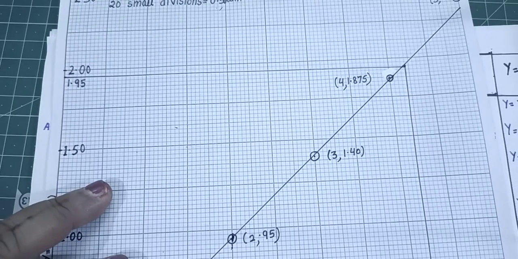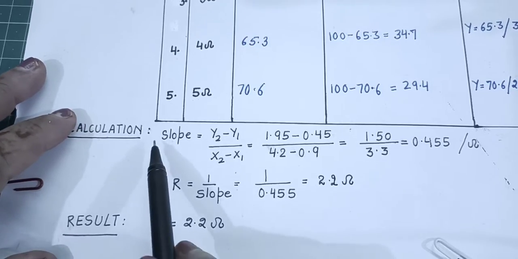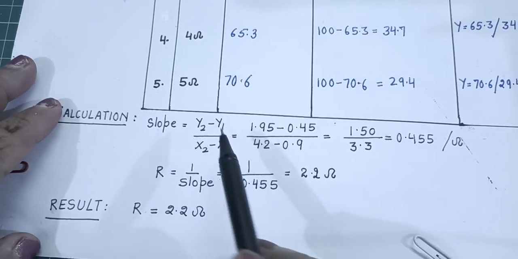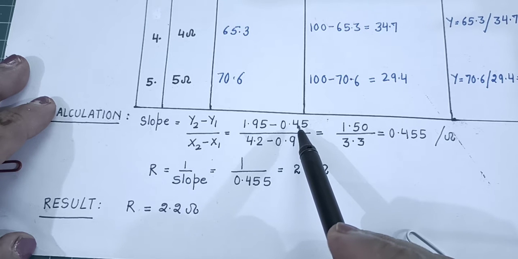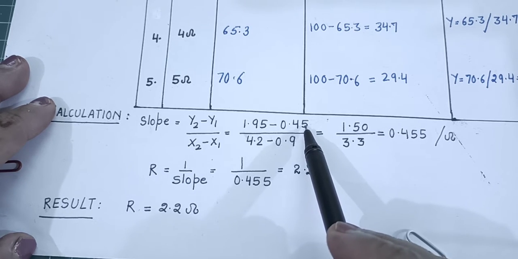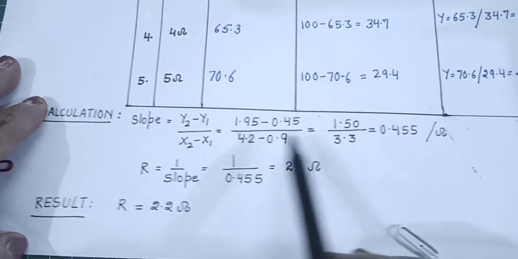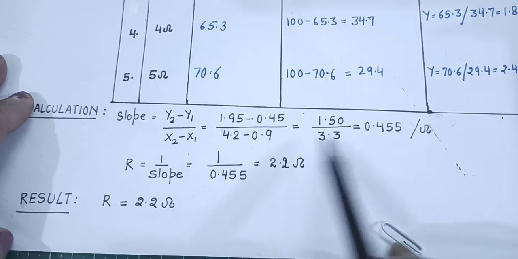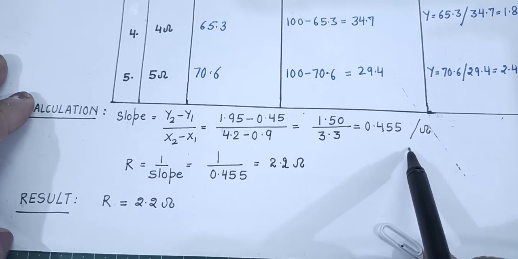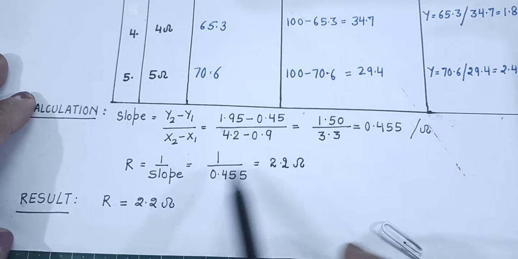And now we are going to calculate slope. First you write the formula, then substitute the value of y2 and y1. Right, 1.95 and 0.45, x2 and x1, and calculate the slope. Y does not have any unit and x have unit ohm, so the unit of slope is per ohm. Never think that slope does not have any unit, slope have units.